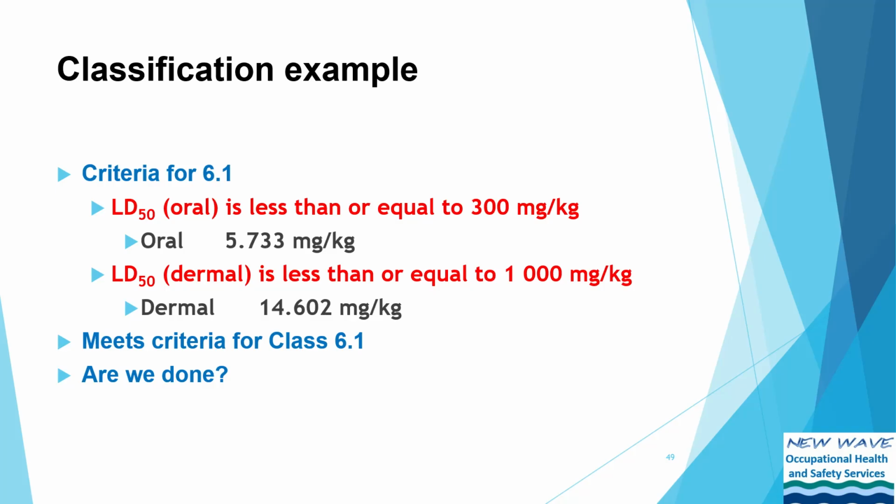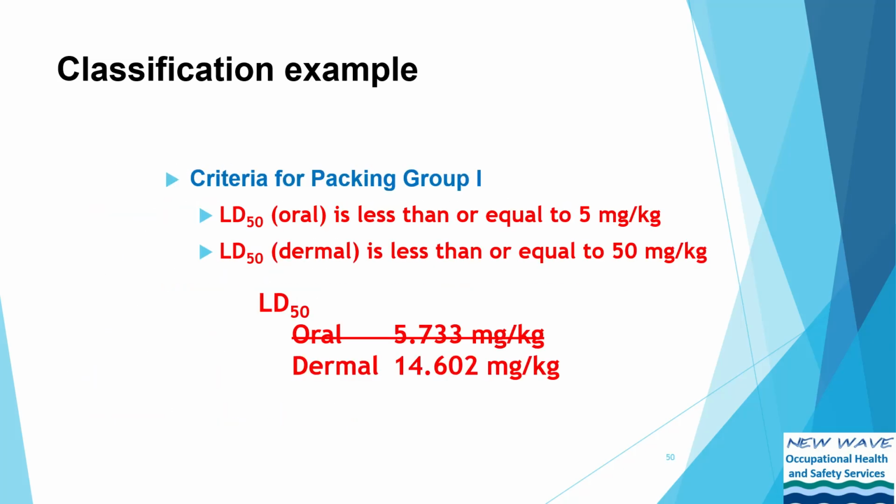Are we done? No, we still need to determine the packing group. Criteria for packing group 1 are an LD50 oral that is less than 5, and an LD50 dermal that is less than 50. Sodium cyanide's oral LD50 is 5.7, which is too high for this packing group. However, its dermal LD50 is well within range. As we always take the lower packing group, we classify sodium cyanide in packing group 1.